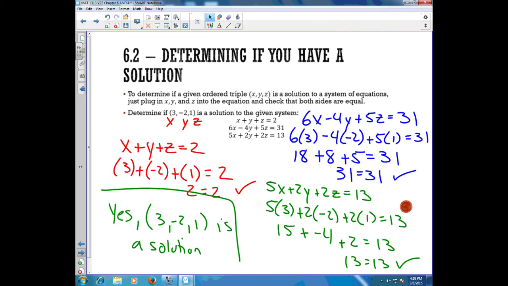So if you're given the point, just check to make sure it's a solution by plugging it into each one of the equations.